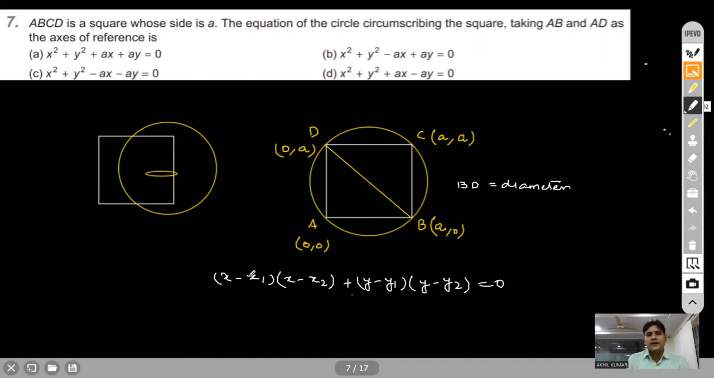If we know the coordinates of the ends of the diameter, we can write the equation of the circle in this form. So this is called the diametric form of the circle. The equation of the circle is written this way if we know the ends of the diameter. So what are x1 and x2? Let me take B as (x1, y1) and D as (x2, y2).